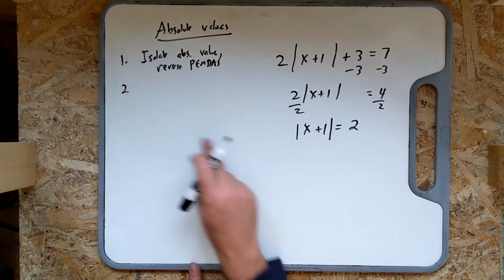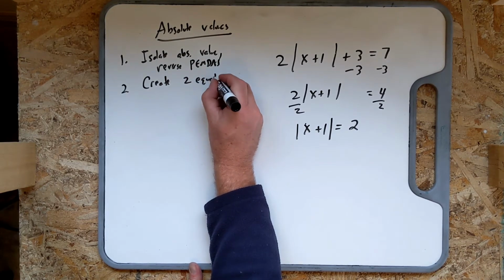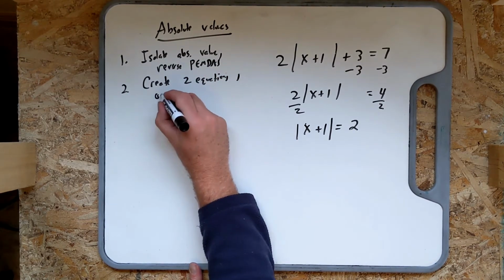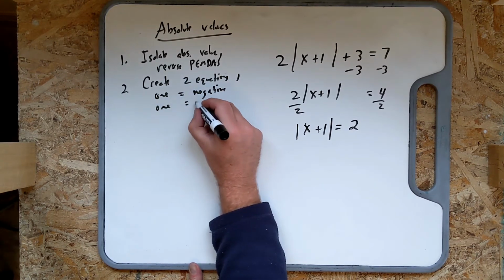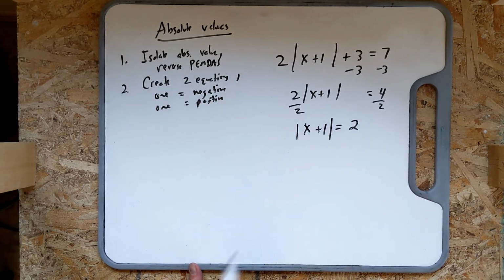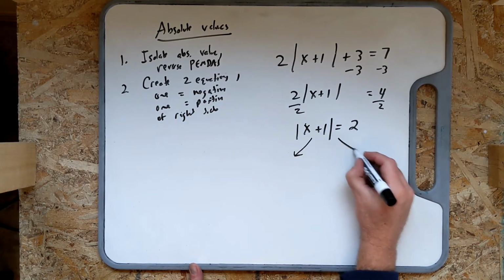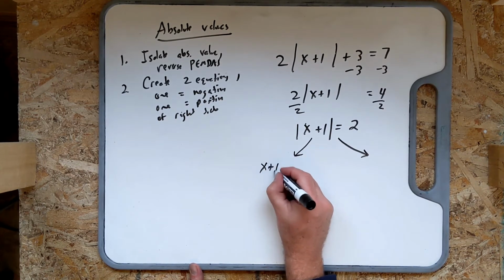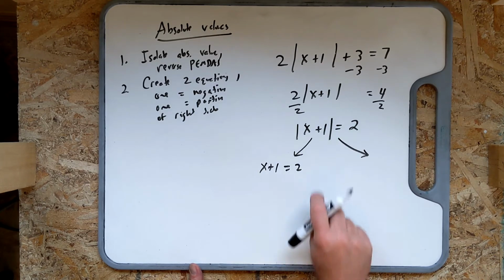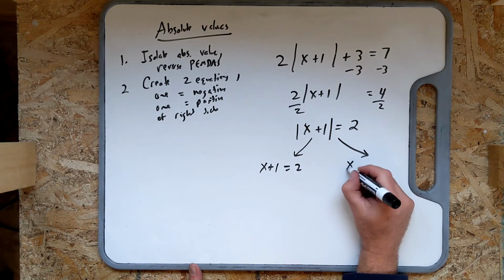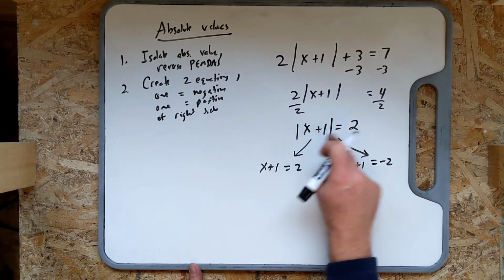Okay, second step, and this is the part that is not the same as solving inequality, create 2 equations. 1 equals the negative, 1 equals the positive of what's on the right side. So in other words, this is how I typically do them. 1 creates, I'll do the positive first. 1 creates the positive. In other words, x plus 1 could be 2, in which case absolute value of 2 is 2. The other one creates the negative. In other words, x plus 1 could be negative 2 inside here, and the absolute value of negative 2 is also 2.